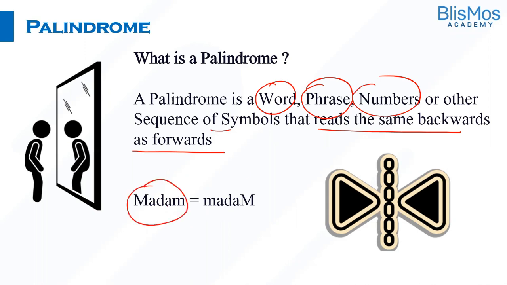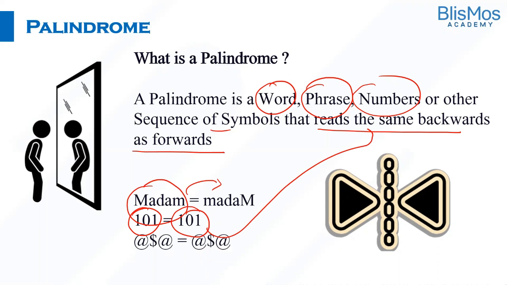Madam. If you reverse it, it sounds the same and the sequence of characters is also the same. You can see it, right? Can you think of any other palindromes? There you go. We have 101, right? It's the same thing, I'm saying here for numbers. And you can take an example of symbols also. For example, @ dollar @ is the same when you reverse it also. Any other examples? Mom, right? It sounds the same and the characters are also the same.